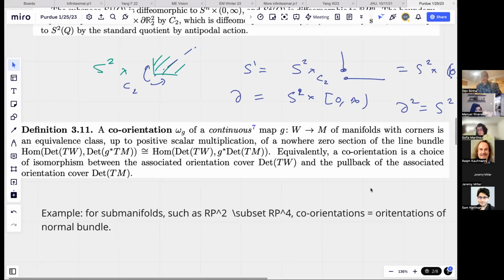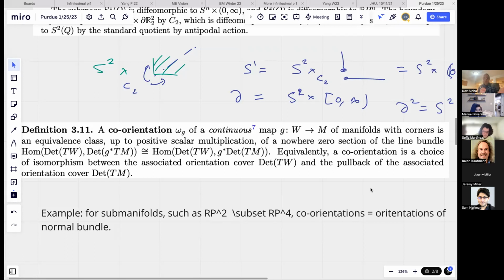The other technical thing is I think less surprising. You want to work with co-orientations. So I'm giving the formal definition here, but the key is that what you really want is, if you've got a submanifold, an orientation of a normal bundle.